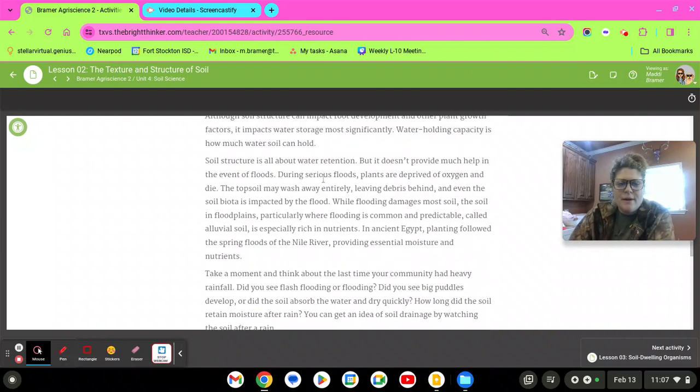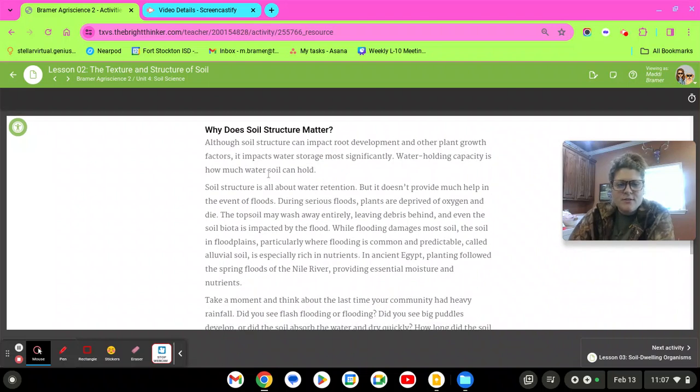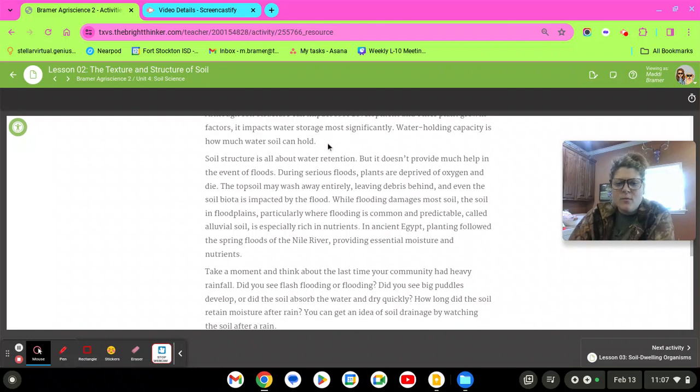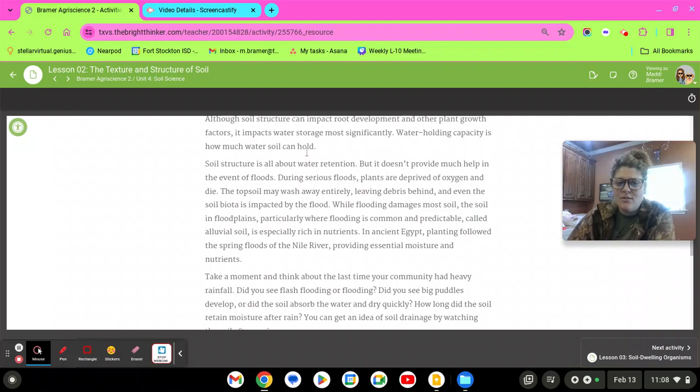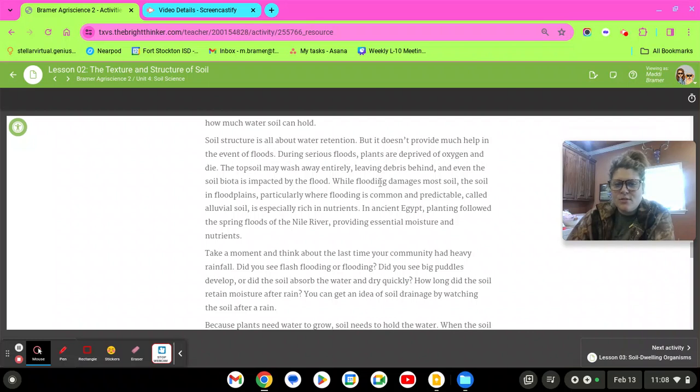Why does soil structure matter? It impacts root development and other plant factors. It impacts water storage. Water holding capacity is how much water soil can hold, which is very important, especially in dry areas or even normally wet areas. If a drought happens, you want soil that's able to hold as much of that rain as it can, to save it and use it for a day when it's dry. So soil structure is about water retention. Water retention is keeping the water in.